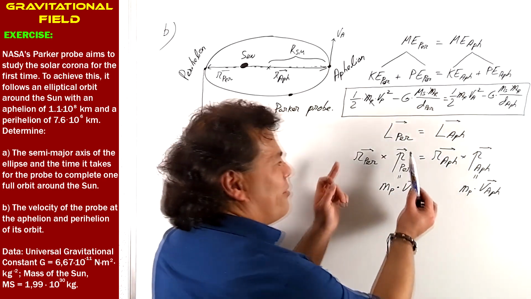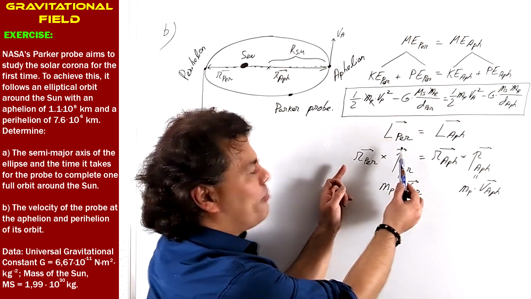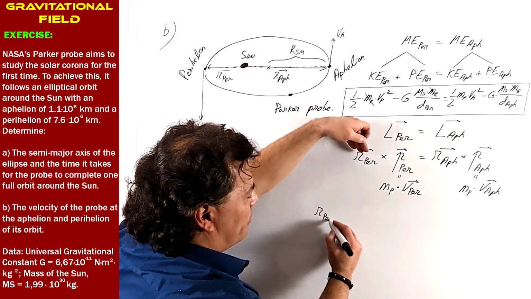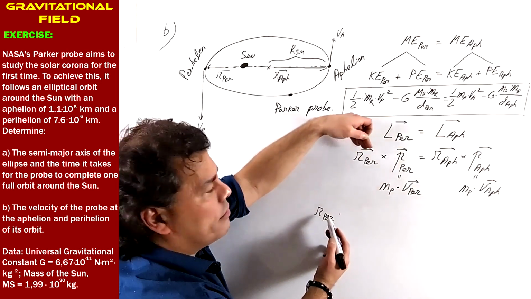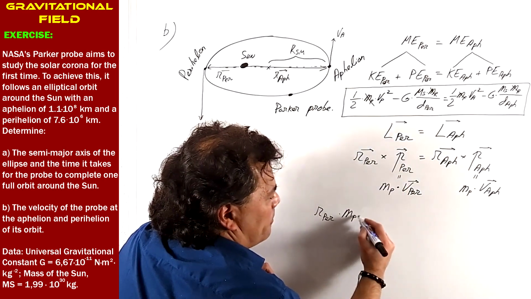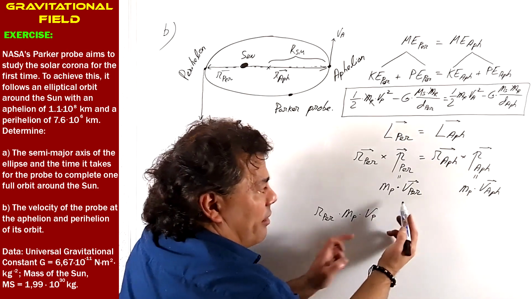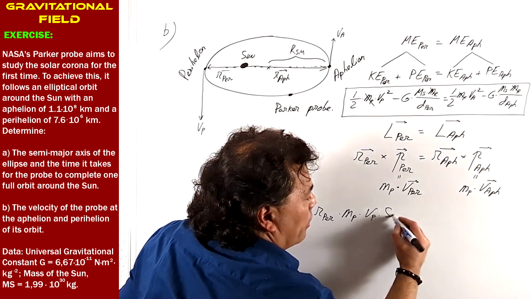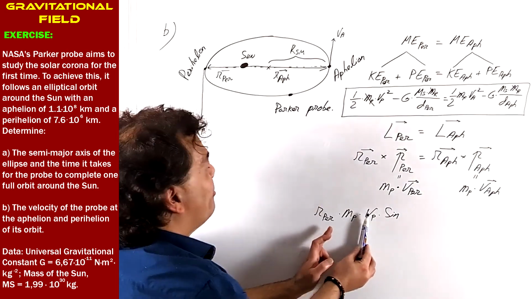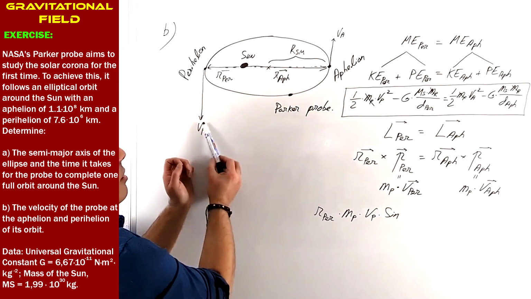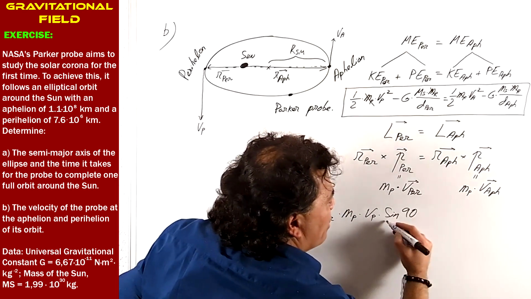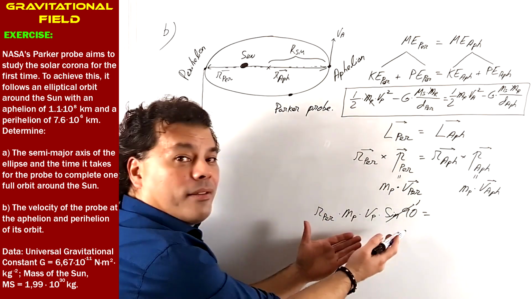Look, the only thing you have to understand is that the magnitude of the angular momentum is the distance to the perihelion. This is magnitude. I'm not working with vectors anymore. The mass of the probe, the velocity at the perihelion, and the sine of the angle between the position vector and the velocity vector. And the angle between the velocity vector and the position vector is 90, so this equals 1. Easy, right?